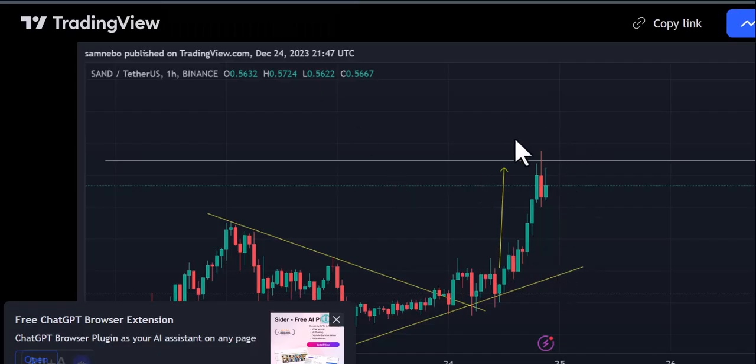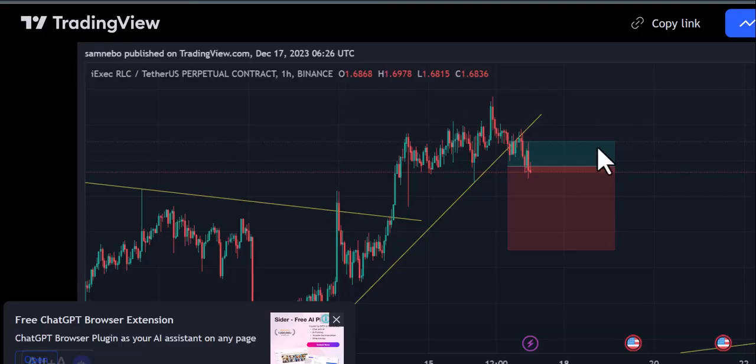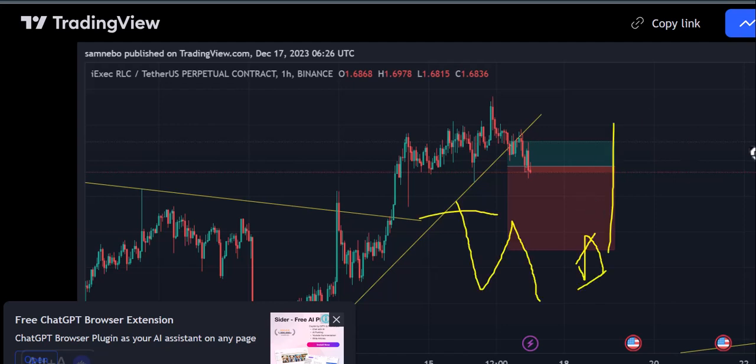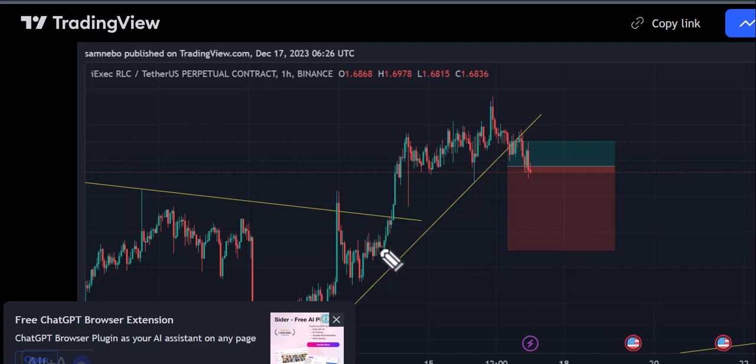Boom, the market actually did what we were expecting. So let's go check the last one here. Our thought process here is the same thing, guys, the same concept, irrespective of whether the market is up or down.